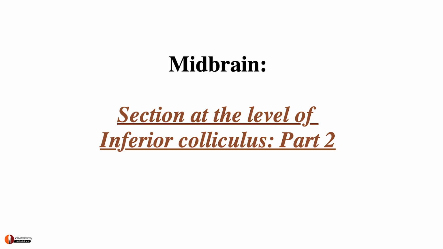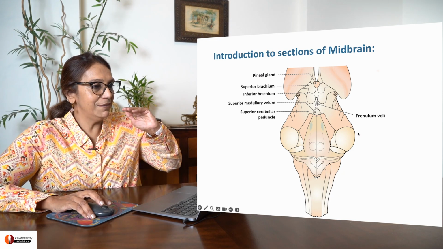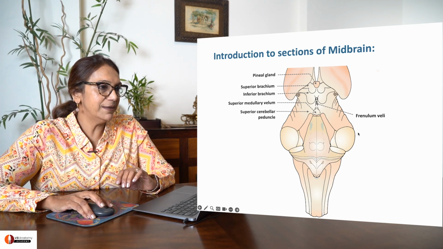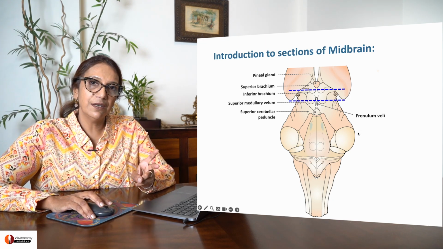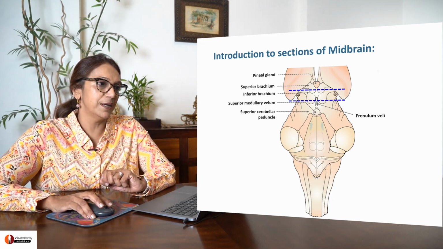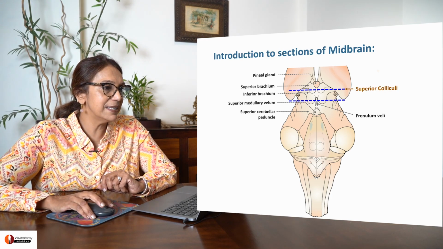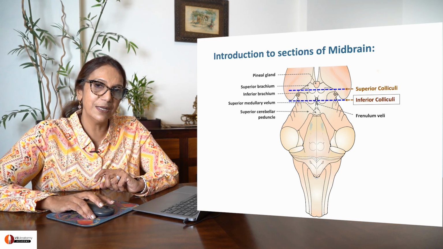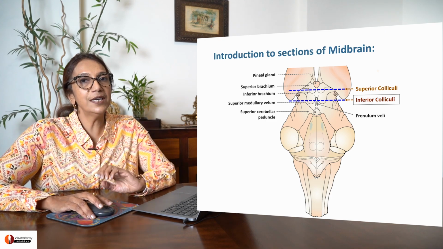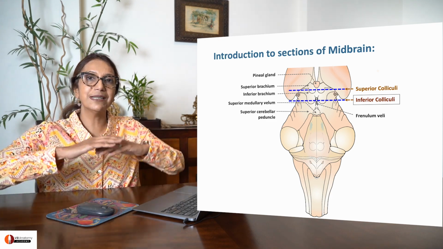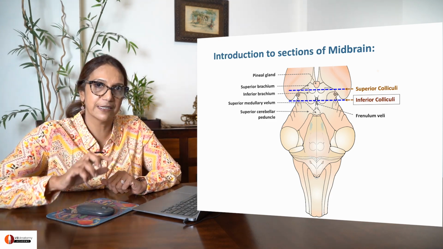Today, we are going to be studying midbrain at the level of inferior colliculus. So, now we are looking at the brainstem from behind. These are the two sections using which we will understand the midbrain. This is at the level of superior colliculus, and this is at the level of inferior colliculus. It is a section at the inferior colliculus, the lower section, which we will be studying first.